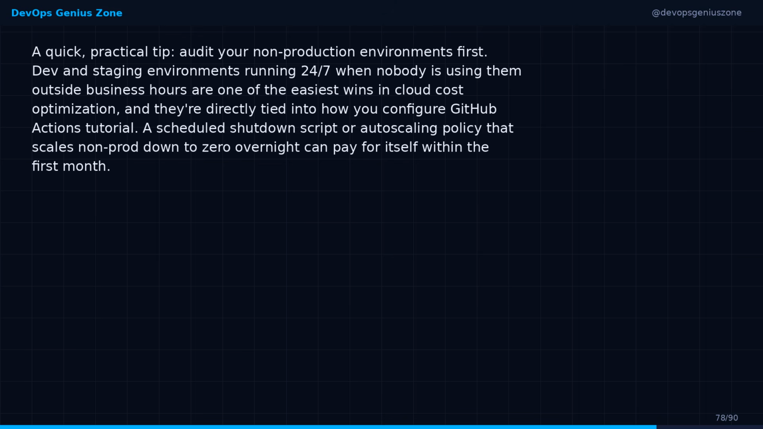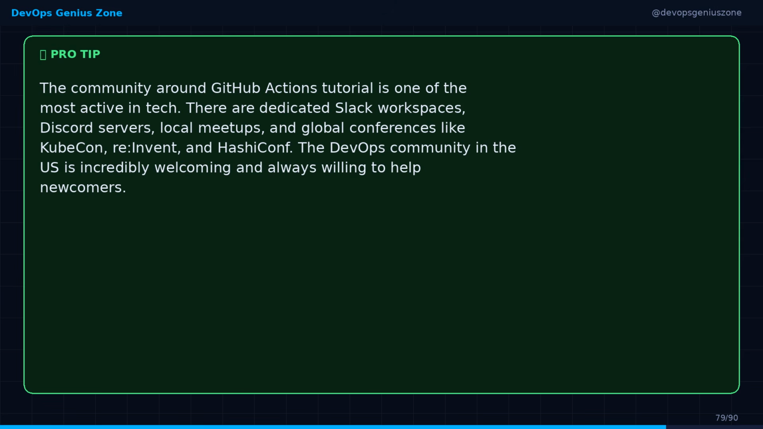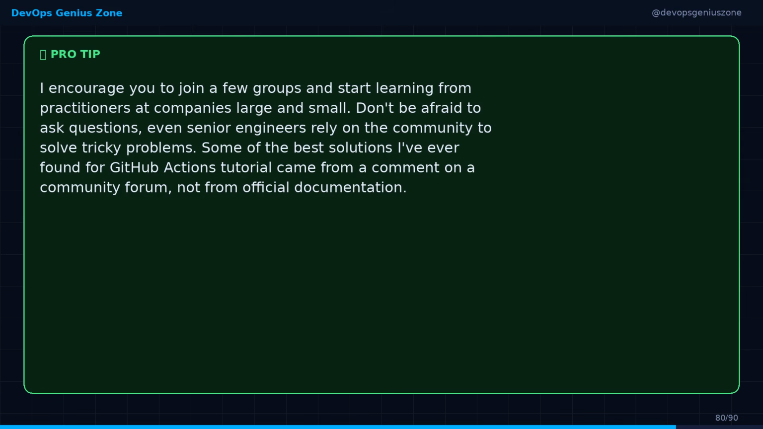A quick, practical tip: audit your non-production environments first. Dev and staging environments running 24/7 when nobody is using them outside business hours are one of the easiest wins in cloud cost optimization, and they're directly tied into how you configure GitHub Actions tutorial. A scheduled shutdown script or autoscaling policy that scales non-prod down to zero overnight can pay for itself within the first month.